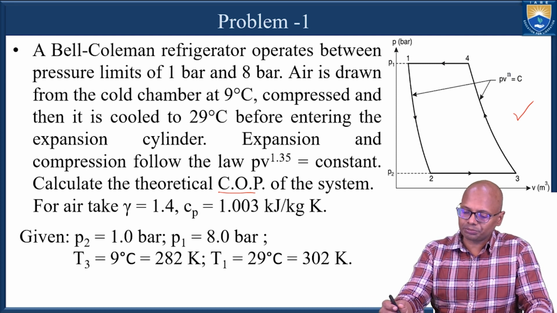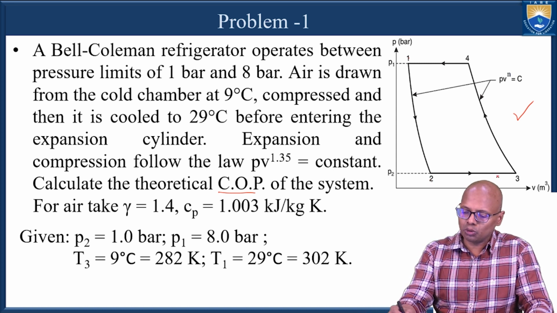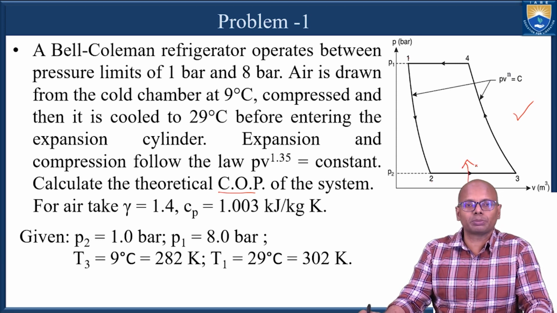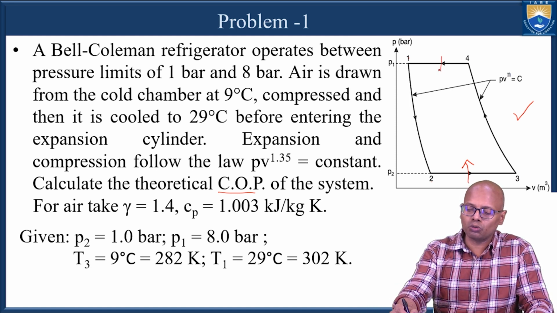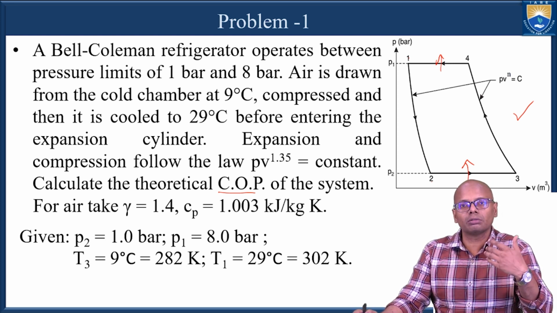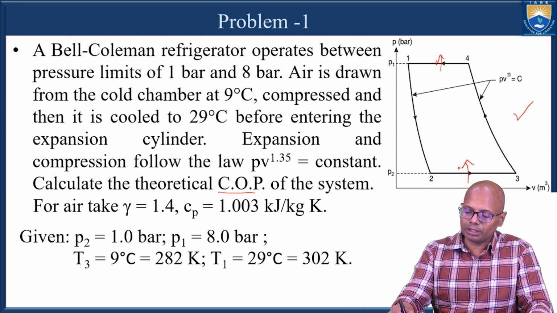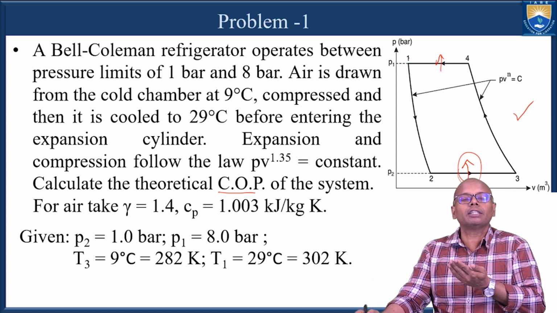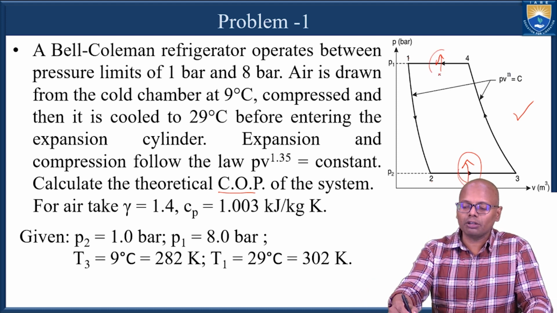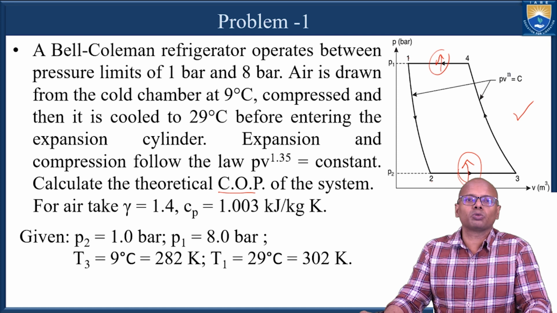Now here, from 1 to 2, it is the expansion process. From 2 to 3, it is absorption of heat from the cold space, and 3 to 4 is the compression process, and 4 to 1 is heat rejection to the cooling heat exchanger. So at this point we are absorbing heat from the cooling space, and here we are giving heat to the surroundings via a water cooler.